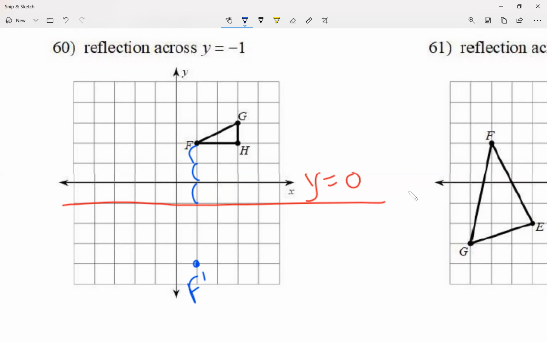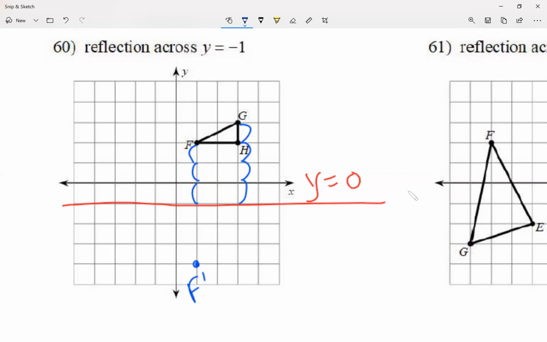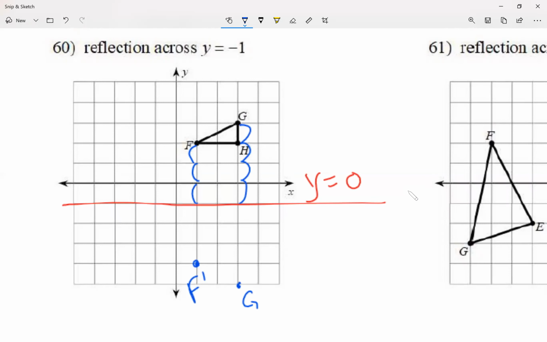I look at my point G. I'm going to count spaces to the mirror line. There's 1, 2, 3, 4. So on the other side of the mirror line, I'm going to count 4 spaces. And that's going to give me my point G prime right here. Remember I said, if you're close to the mirror line on one side, you're close on the other side. If you're far from the mirror line on one side, you're far on the other side. So we are counting spaces.